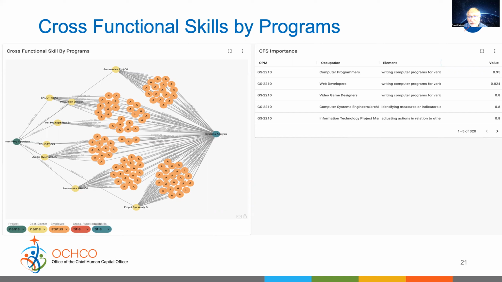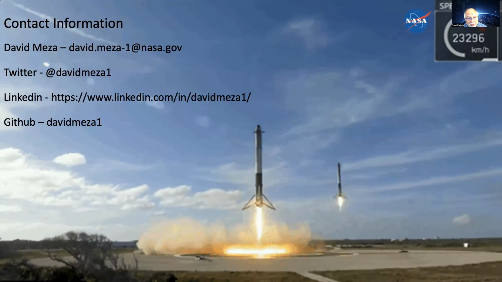And on the right-hand side is just a tabular output of what is the most important cross-functional skill for these particular occupations. So in this case, for a computer programmer at a 95% value, the most important cross-functional skill is writing computer programs for various reasons. So these are the things you can start pulling out of your knowledge graph as you develop them. So hopefully I've stuck the landing here.